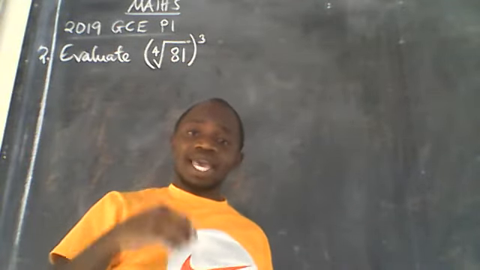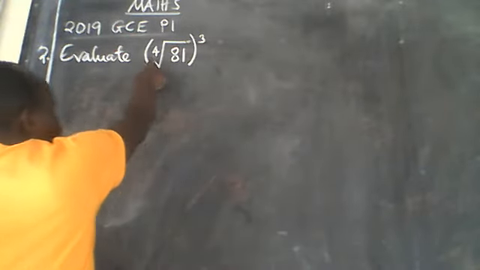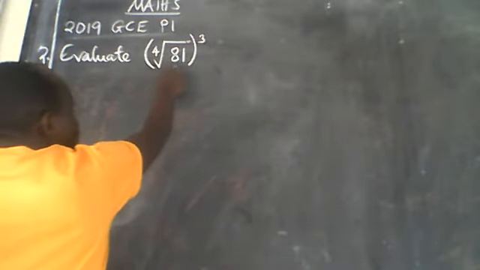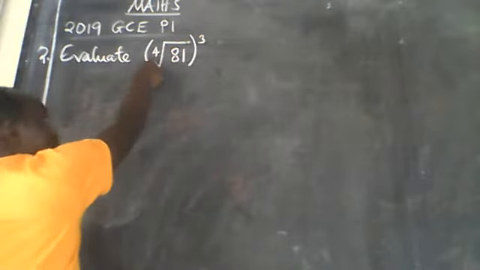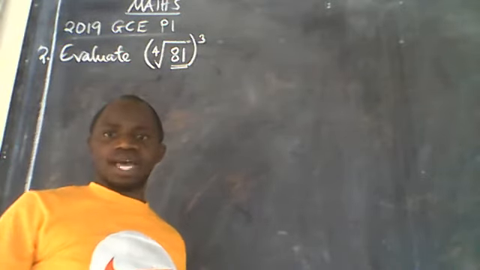Okay, fourth root of 81. They are saying you have to look for the number that you can multiply by itself how many times? 4 times. You multiply that number 4 times and it should give you what? 81. What number will that be?